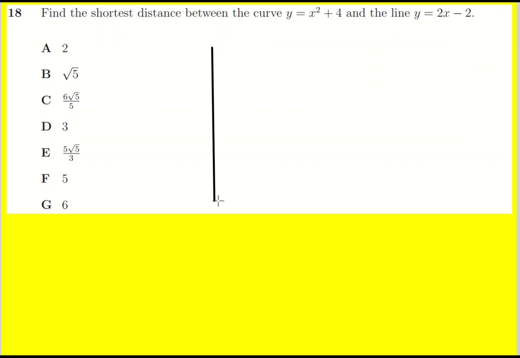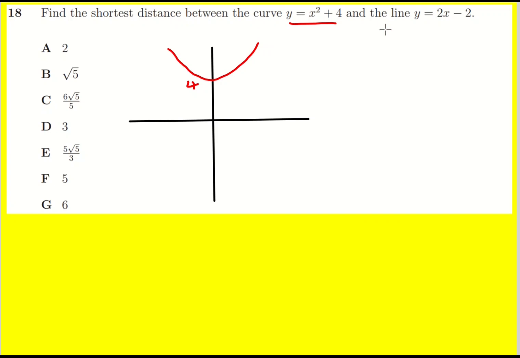Find the shortest distance between these two curves. Nice question. I'm going to sketch the first one out, y equals x cubed plus 4. So that is going to end up looking a little bit like that, because it's like a y equals x cubed curve that's just been translated by 4 in the y direction. So I know this is 4 here.